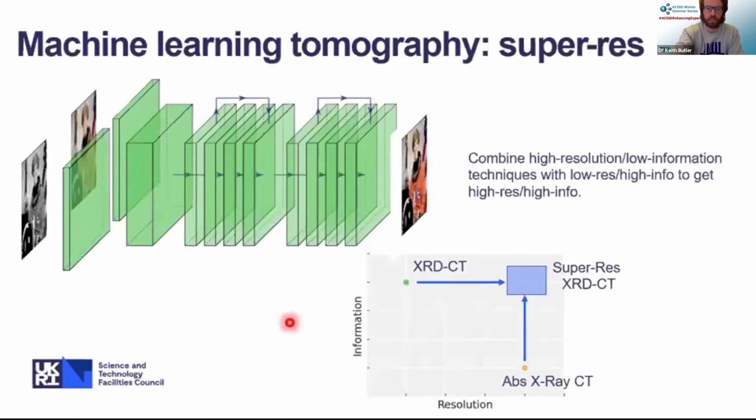Now, the thing about XRD CT is that it takes a long time to get good resolution data. So you have to do a lot of time in your experiment. Whereas with absorption CT, you can actually get very good resolution much quicker, but obviously you don't get that chemical information. So we're working on a super resolution approach where you basically take information from both of those. So you have your XRD CT, which has rich chemical information, and your absorption CT, which has rich spatial resolution, combine them and get super resolution in your CT. And we were using convolutional networks to do this.